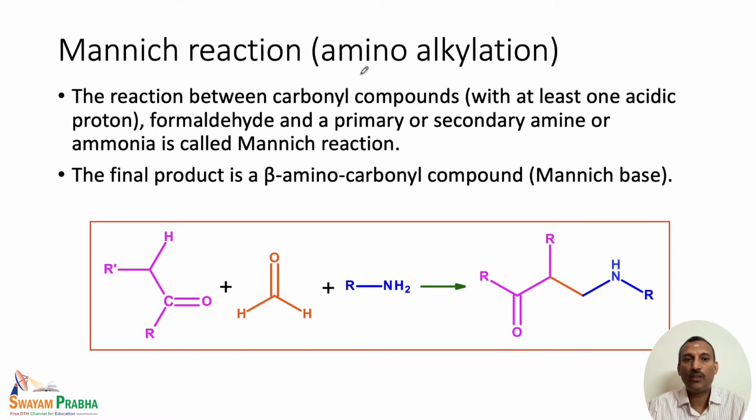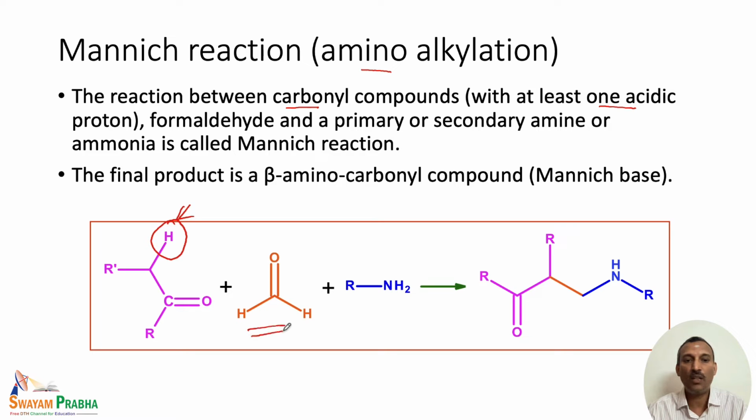The next one is the Mannich reaction. Here we are talking about the amino alkylation reaction. We have seen that carbonyl groups can react with amino compounds. The Mannich reaction is an example of an amino alkylation reaction. Here the reaction happens between a carbonyl compound, which should have at least one acidic proton. So, this is the carbonyl compound we are talking about, which has at least one acidic proton.